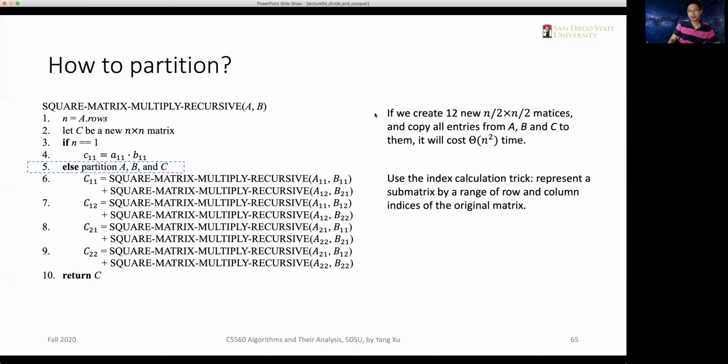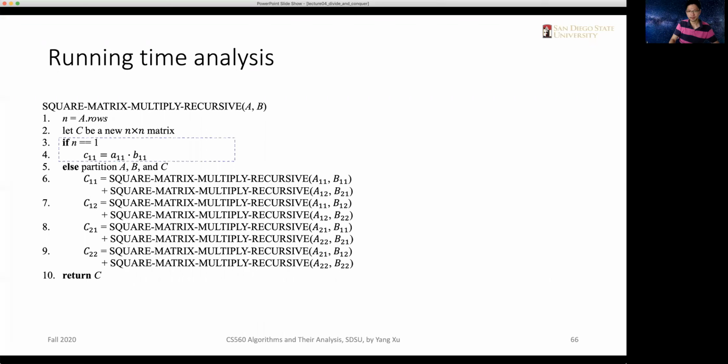So we can use an index calculation trick instead of actually copying into physical memory. We can represent a submatrix by a range of row and column indices, so that the dividing step will take us constant time. So that's a trick we can use, right? We remember the indices of the boundaries of the elements, but don't actually copy the elements. So that's something we can save in running time.